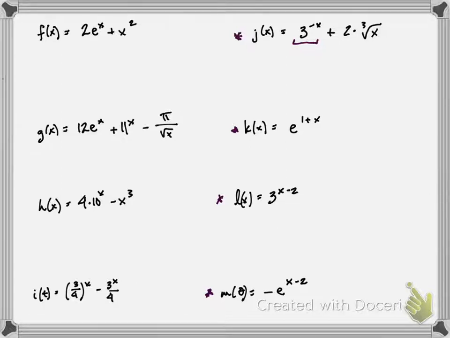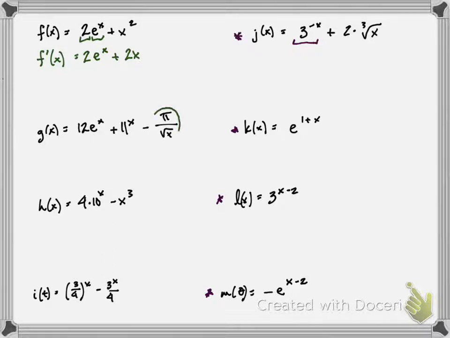Okay, let's start with f of x. Well, if f of x is 2e to the x plus x squared, then f prime of x is the derivative. So here's k, here's the function that needs to get derived. So we've got the derivative of 2e to the x is 2e to the x, plus, of course, the derivative of x squared is 2x to the first. There's f prime.